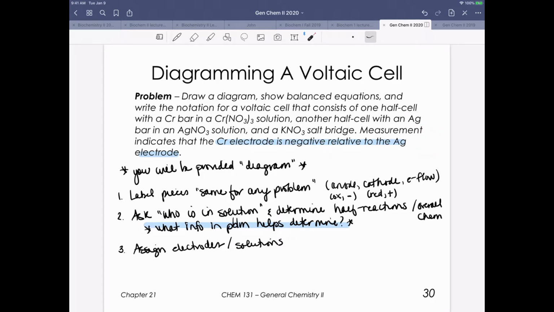Now, this is an important piece of information that they give us with this problem. We'll actually learn in our next lecture that we could have figured out who was the anode and who was the cathode, but because we haven't learned that yet, they give us a little piece of information here that tells us who's being oxidized and who's being reduced.